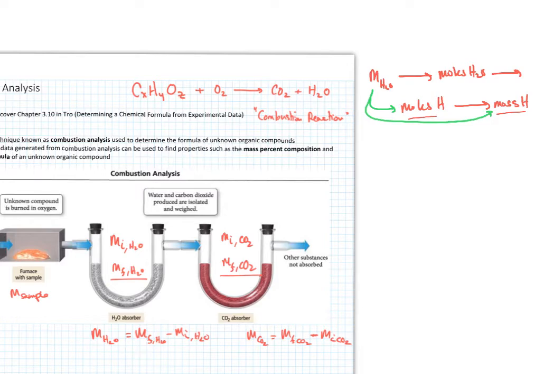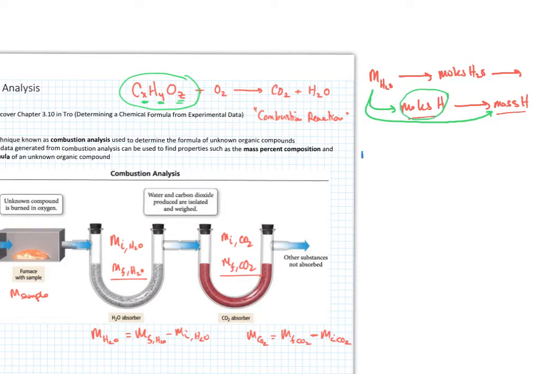And if you remember our other problem, when we were looking at empirical formulas, we need mole ratios in order to calculate this empirical formula. I would need to know the moles of carbon, the moles of hydrogen, and the moles of oxygen. So this is how we find moles of hydrogen. How do we find the moles of oxygen?